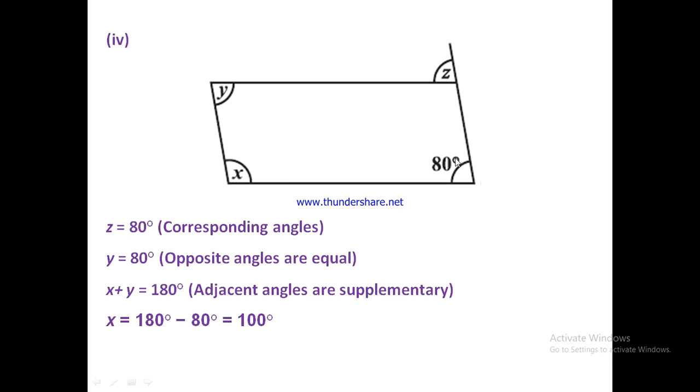z is equal to 80 degree, as we can see that these are the corresponding angles of these two parallel lines cut by this transversal line, and we know that corresponding angles of parallel lines are equal in measure. So z will be also 80 degree.